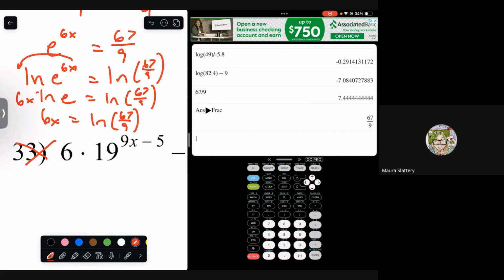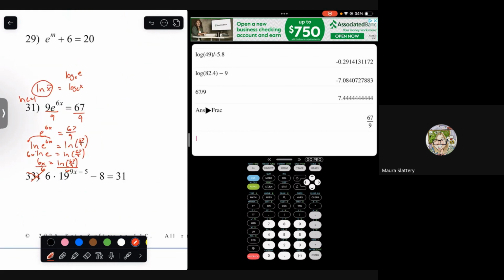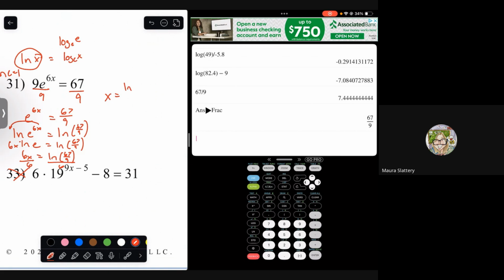How are you going to get x by itself? Divide by 6, right? So we get that x is equal to ln of 67 ninths divided by 6. So we go to our calculator. Do you all see the ln button? It's right below the log. Does anybody need help finding it on their calculator? TI-30s or something? Do we all see it? So we're going to do ln of 67 divided by 9, close the parentheses, and then we divide it by 6.